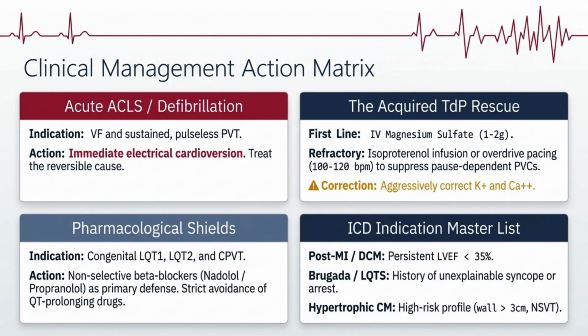Our management strategy is fourfold. Acute: immediate electrical cardioversion, defibrillation. The indications are VF and sustained pulseless PVT. Immediate electrical cardioversion. Treat the reversible cause.